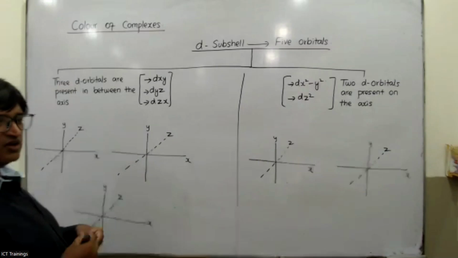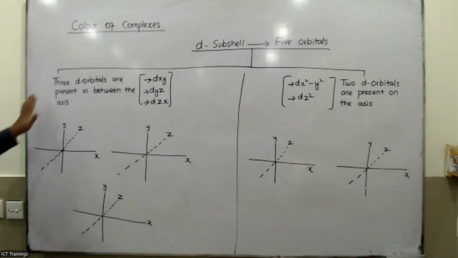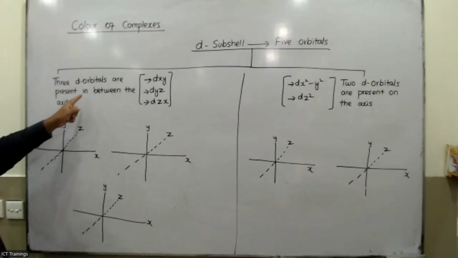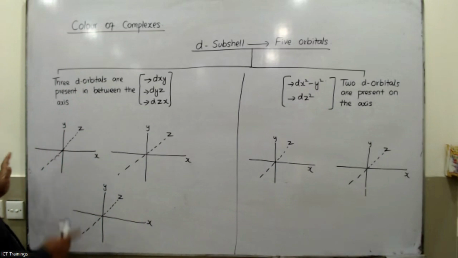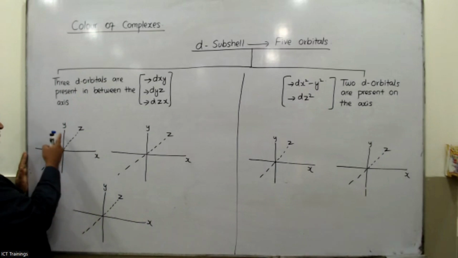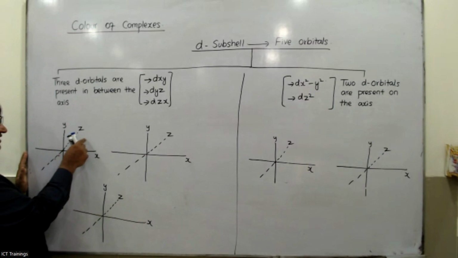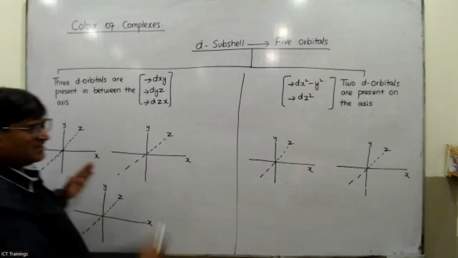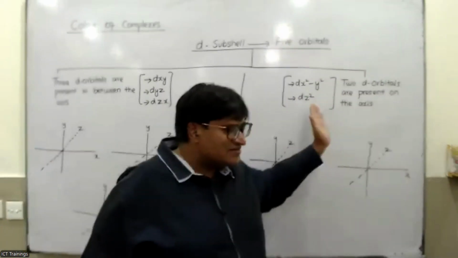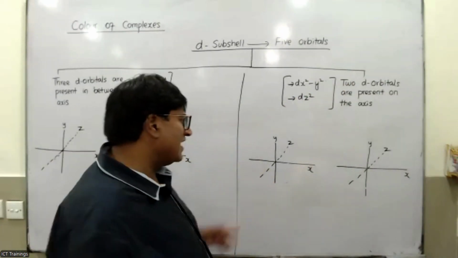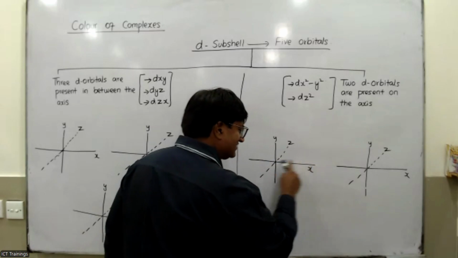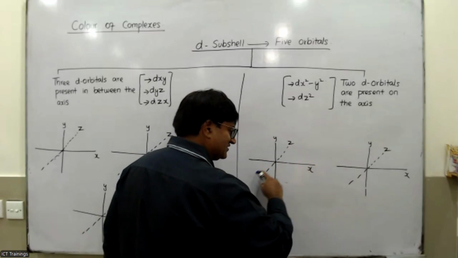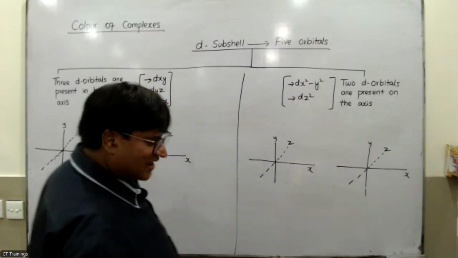Okay. Now just look up here. The three d orbitals are present in between the axis. It means these are the axes x, y, z, so they are present in between these spaces. So they are present in between the axes. When I say the d orbitals are present on the axis, it means they are present on the axis like that.